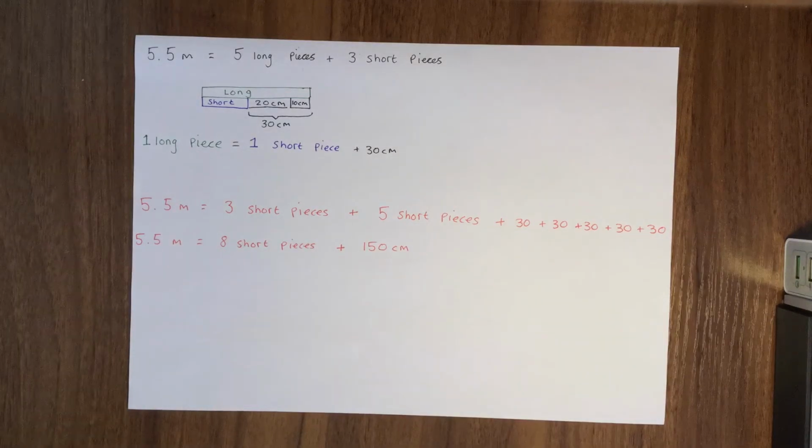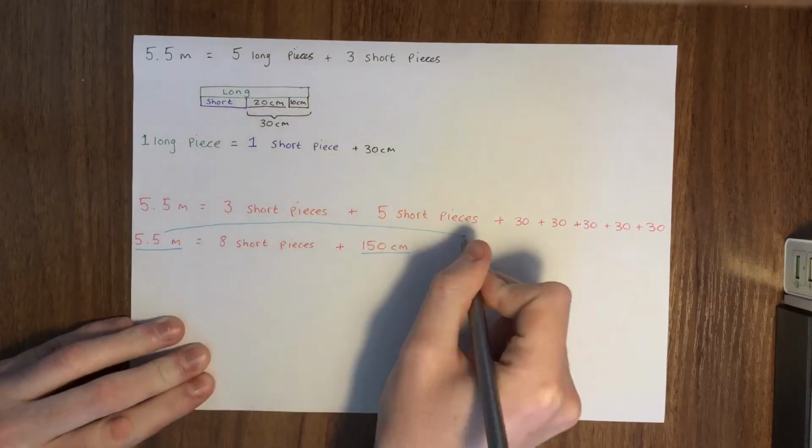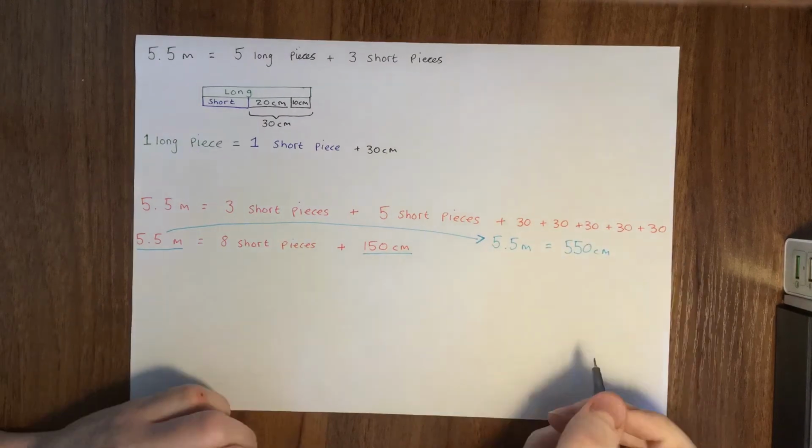This is where you can now use the fact that we've got 2 numbers in this sentence now to start simplifying even further. The trouble is that I've got metres on one side and centimetres on the other, so I need to convert my units. I know that 5.5 metres, using the fact that there are 100 centimetres in a metre, is 550 centimetres.